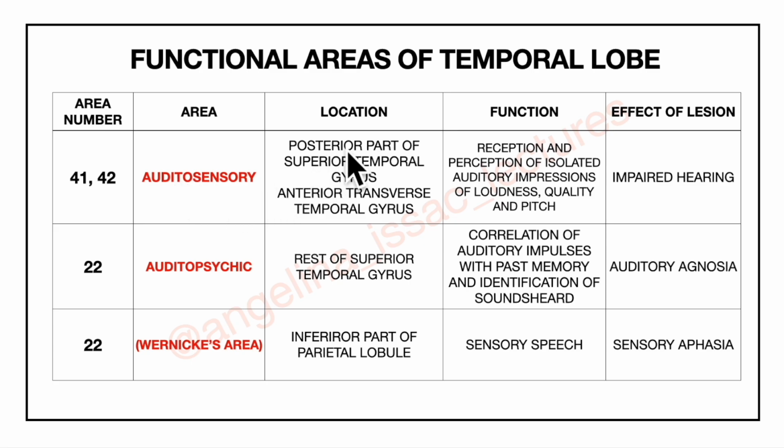Considering the functional areas of the temporal lobe, we have area number 41 and 42, which is the auditosensory area. Its location is in the posterior part of the superior temporal gyrus and the anterior transverse temporal gyrus. Its function is reception and perception of isolated auditory impressions like loudness, quality, and pitch. And the effect of lesion is impaired hearing. Area number 22 is auditopsychic area, located in the rest of the superior temporal gyrus. Its function is correlation of auditory impulses with past memory and identification of the sounds heard. Effect is auditory agnosia. And finally we have area number 22, that is Wernicke area. It is actually located in the inferior part of the parietal lobule and its function is sensory speech. Effect of lesion is sensory aphasia.